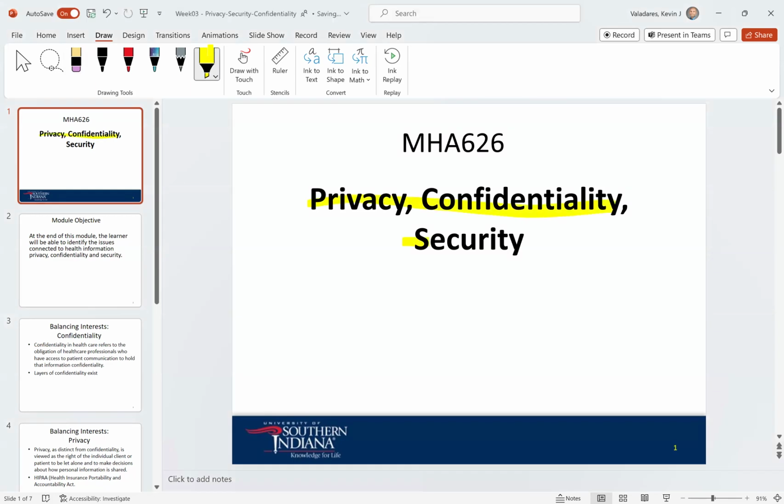Confidentiality, and security. Now, if you think about these three terms, you might immediately go to our favorite topic in the world, HIPAA. And you are correct.